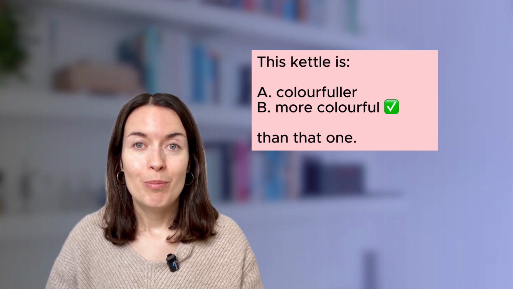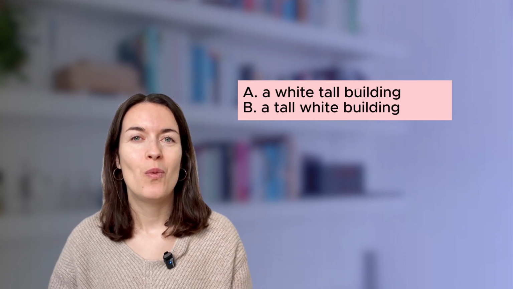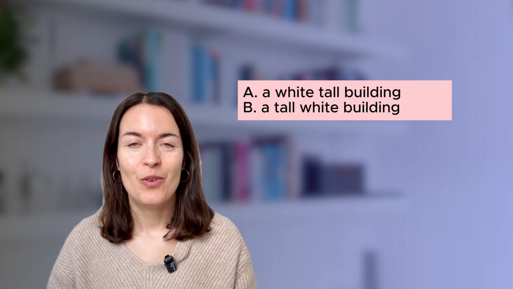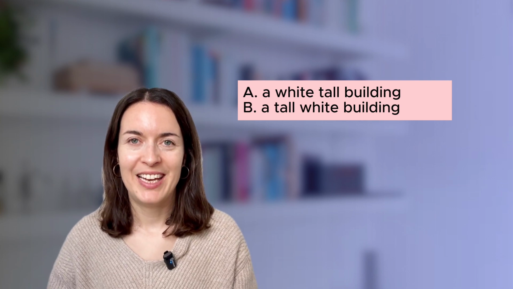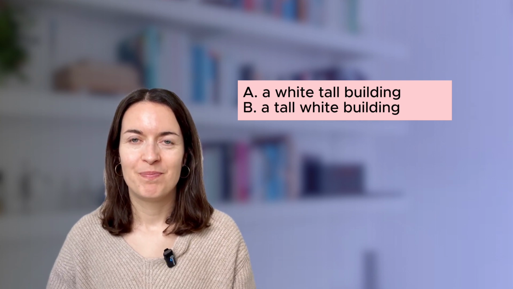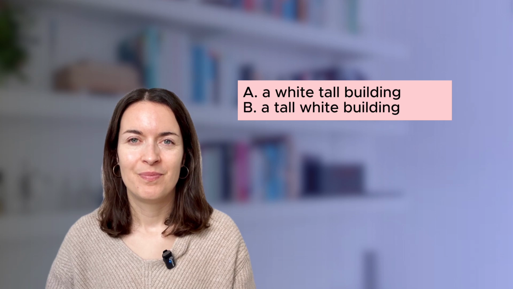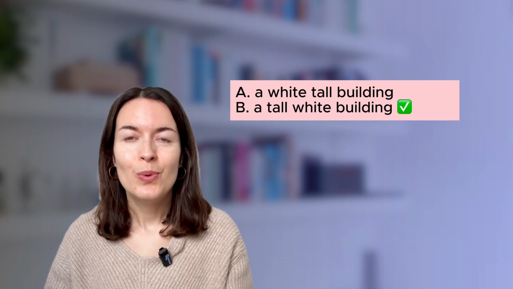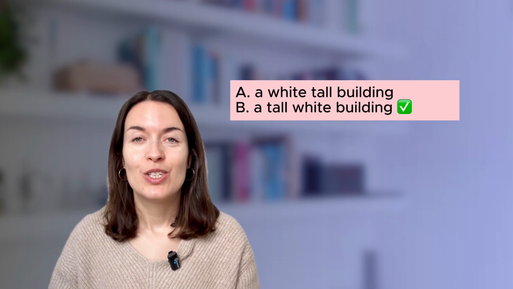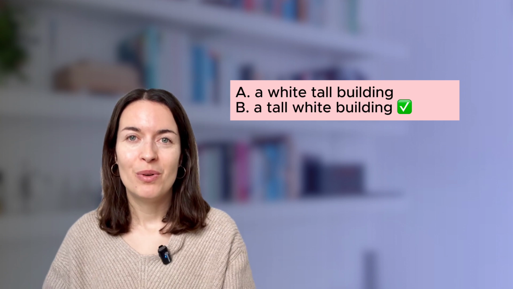We use more instead. A white tall building or a tall white building. Which one is correct? A tall white building. So the size goes before the colour.